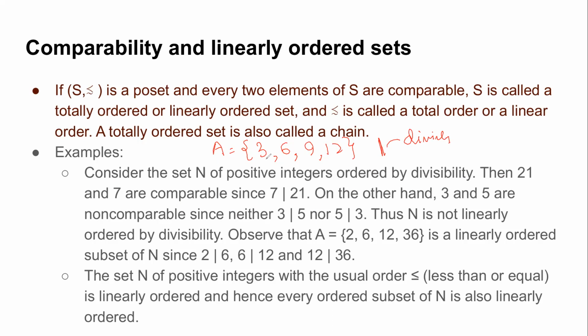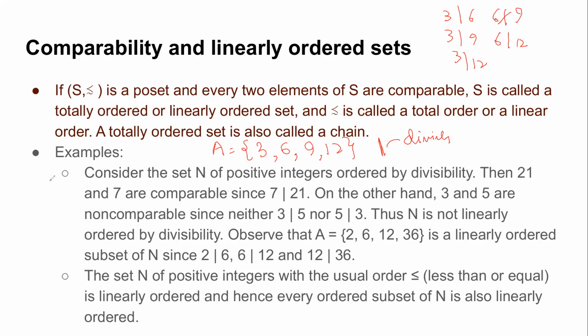It is actually no. Because if you take all possible pairs, 3 divides 6, 3 divides 9, 3 divides 12, it's fine. But 6 does not divide 9. 6 divides 12. So even if there is one pair which is non-comparable, it's not a total order. It's a partial order. Is this clear? Why is this not a total order?